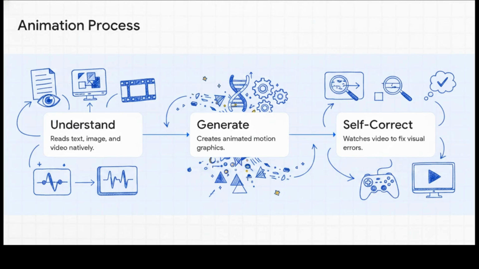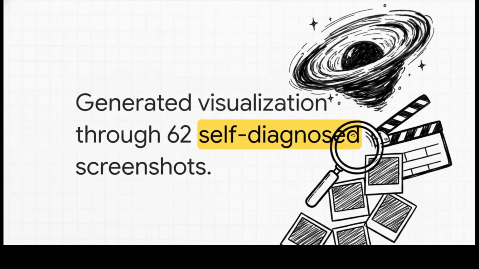Step 1. It understands text, image, and video natively, so no clunky, chained-together systems are required. Step 2, it generates animated motion graphics, effortlessly translating technical ideas into beautiful 3Blue1Brown style visual animations. And step 3, just like with the video games, it actually watches its own output to self-correct visual errors. So as a creator, you can produce highly polished, captivating animations all driven by a single AI. And the level of visual fidelity it strives for is just awe-inspiring.